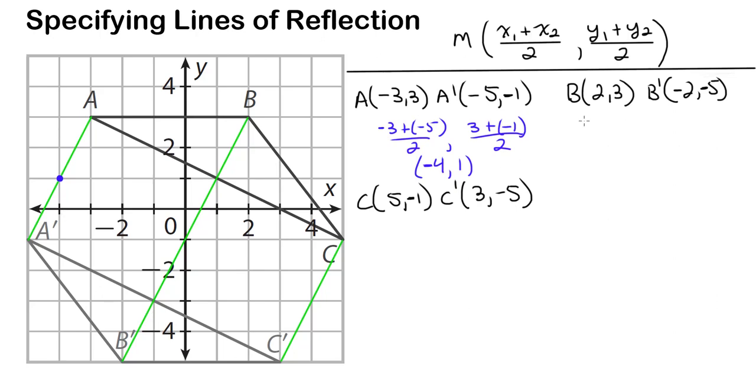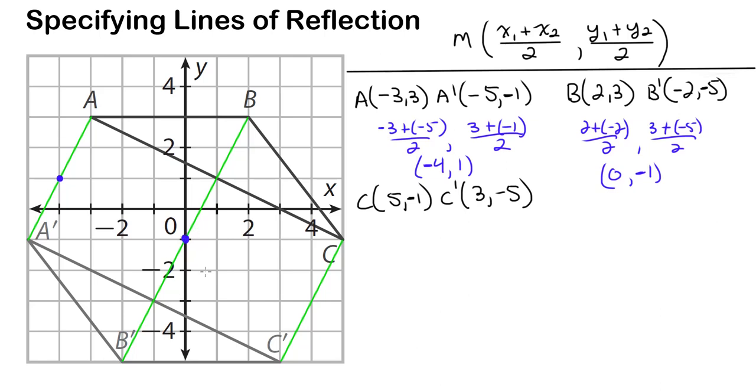Now let's do B prime. So we have 2 plus negative 2 over 2, comma, 3 plus negative 5 over 2. And 2 plus negative 2 is 0, and 0 divided by anything is 0. So 0, comma, 3 plus negative 5 is negative 2, and negative 2 divided by 2 is negative 1. So our midpoint of B prime is at 0, comma, negative 1, which is right here.